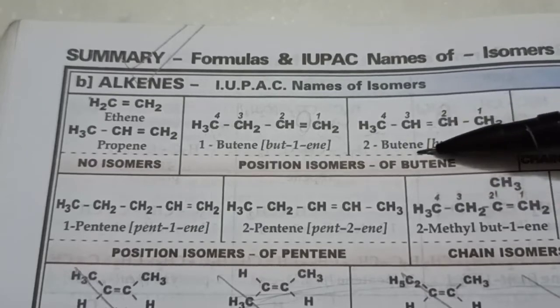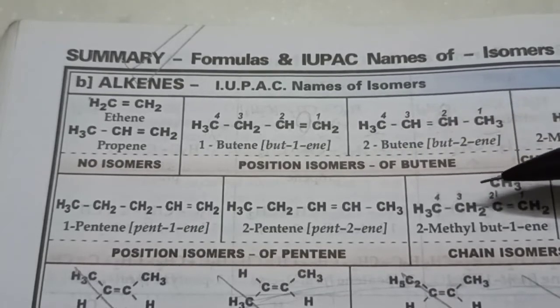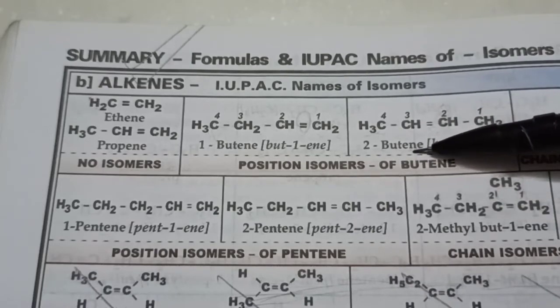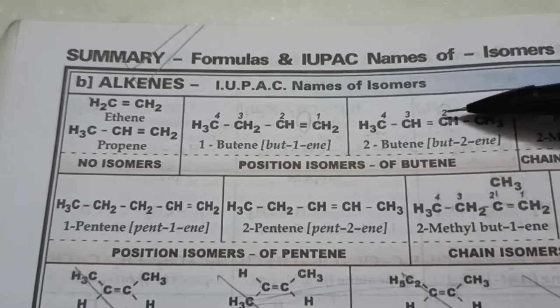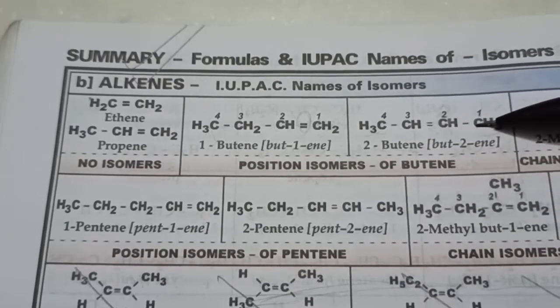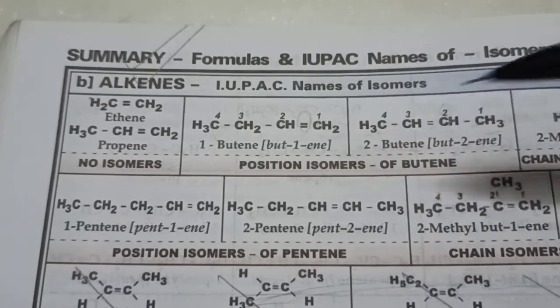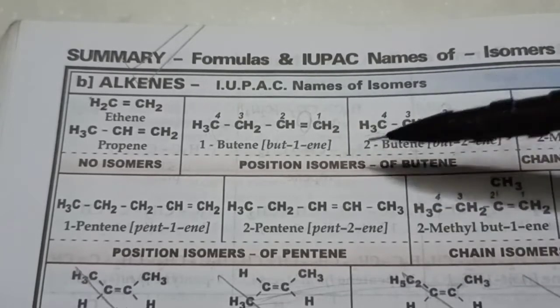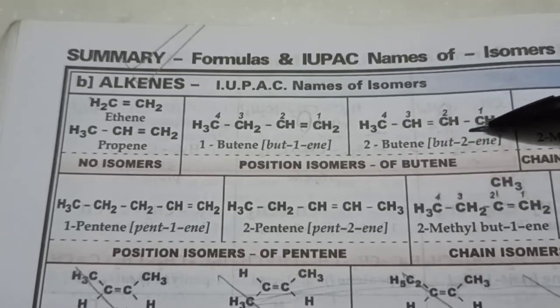So you have to break it up. First of all, but means 4 carbon atoms. 1, 2, 3, 4. Next, ene. Ene means double bond. And number 2 means it should be at the second carbon atom, between second and third. Not between second and first. If it was between second and first, we would have called it 1-butene. So now you know the difference between 1-butene and 2-butene. They are isomers. Same molecular formula, but different structural formula.